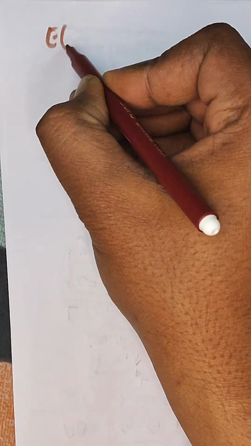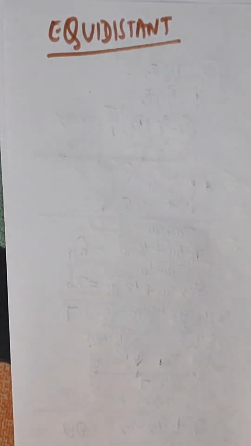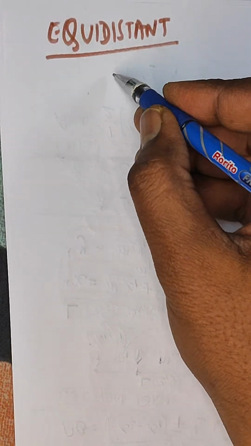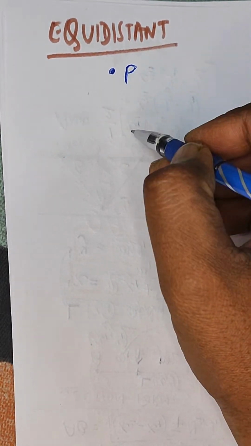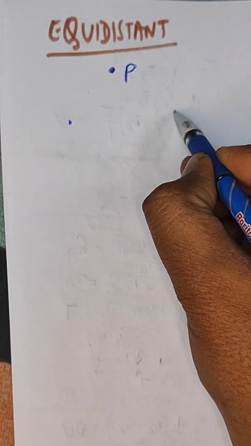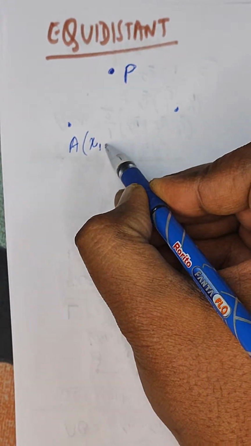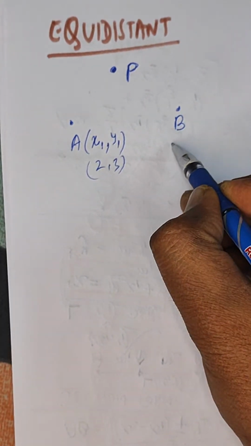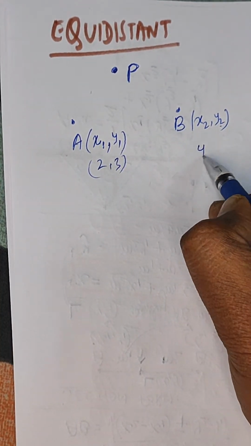So another question can be like this, equidistant. For the questions of equidistance, what is given to you: find the coordinate of a point, let us say P, which is equidistant from two given points A and B. Right, this is the question, and the coordinates of A are given to you, maybe let us say 2, 3, and the coordinates of B are given to you, maybe x2, y2, whose value is maybe 4, 5.